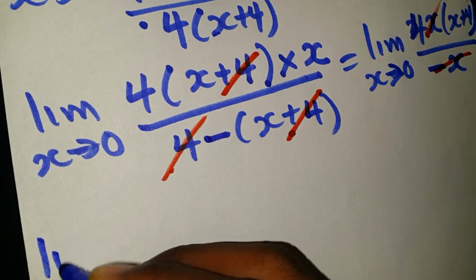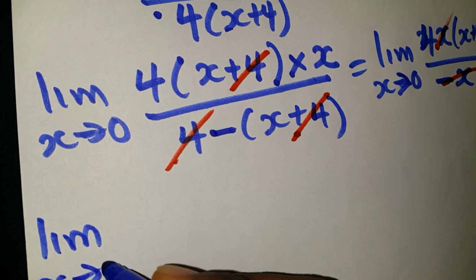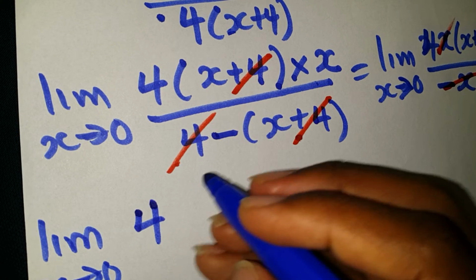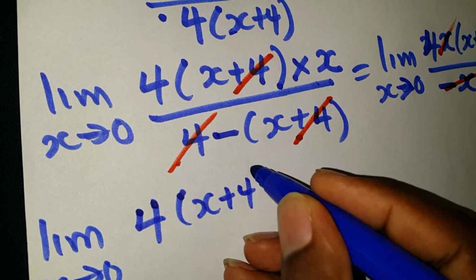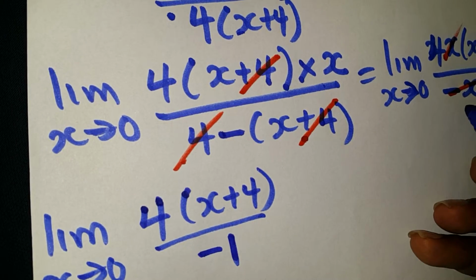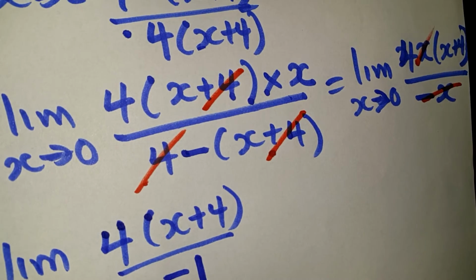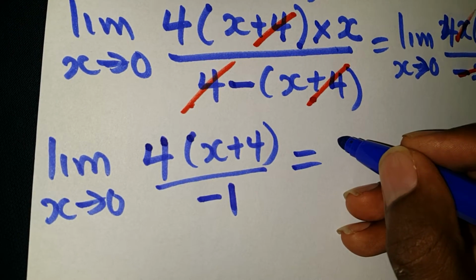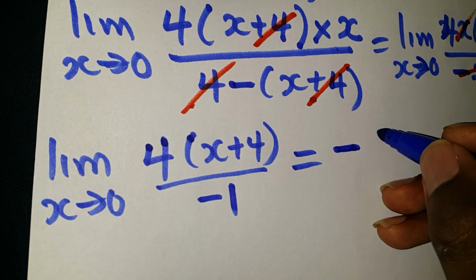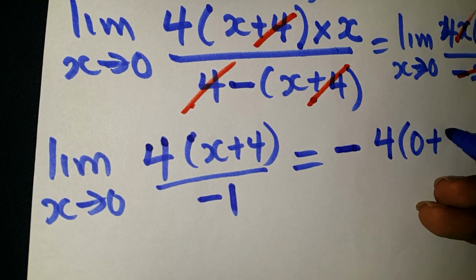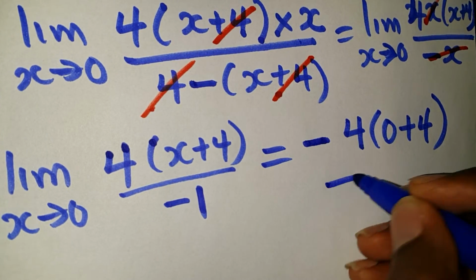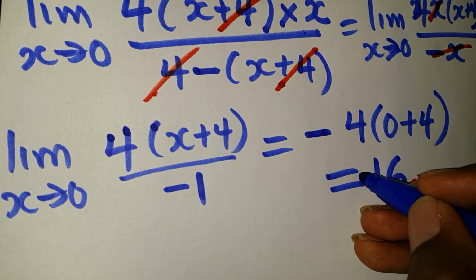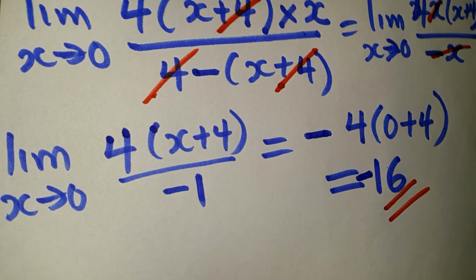What do I have left? I have limit x tends to 0 of 4 times (x plus 4) divided by negative 1. We still have negative 1 here because it goes here one time. Now I can put what x is tending to into my function. If I put it, I will have negative 4 times (0 plus 4). So my final answer will be equal to negative 16. So that will be our final answer.